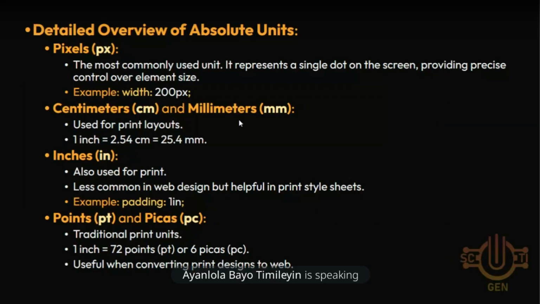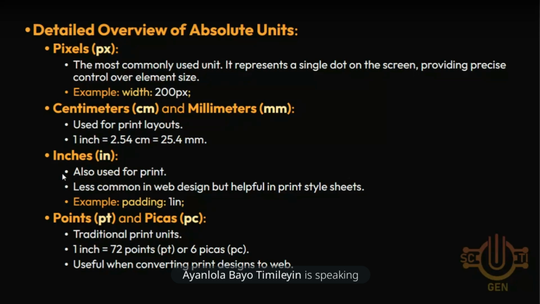So some examples of absolute units are pixels. Pixel stands for picture element. All right, so that is the PX in short. It is the most commonly used absolute unit in CSS. It represents a single dot on the screen, providing precise control over element size. So example, width is set to 200 pixels.